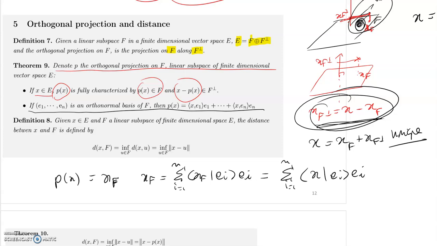And next comes a definition. The distance between an element and a linear subspace is going to be defined as the smallest distance between x and any element of the subspace, and maybe you already see that coming. It's going to be given by the orthogonal projection of that element on the linear subspace. Okay, so that's going to be the next video.